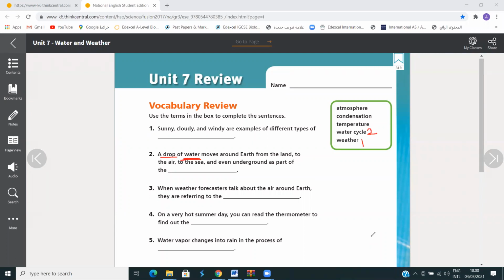Yes, atmosphere. When weather forecasts talk about the air around the earth, it is atmosphere. How do you know this is atmosphere from the word air? Because the air consists of gases, oxygen and others. If I say air around you, or mixture of gases in air, then they are atmosphere.